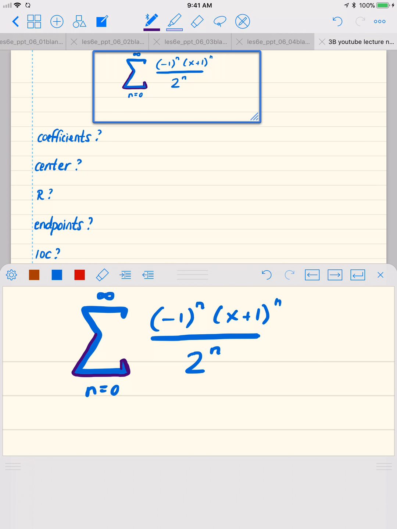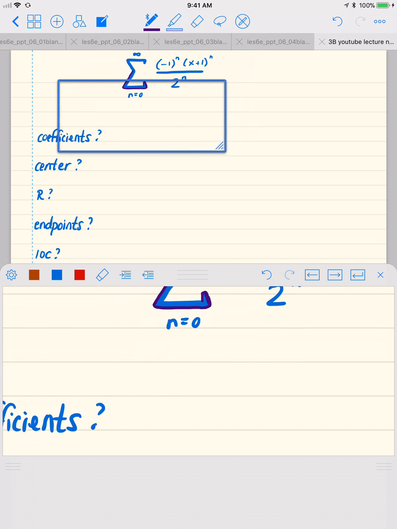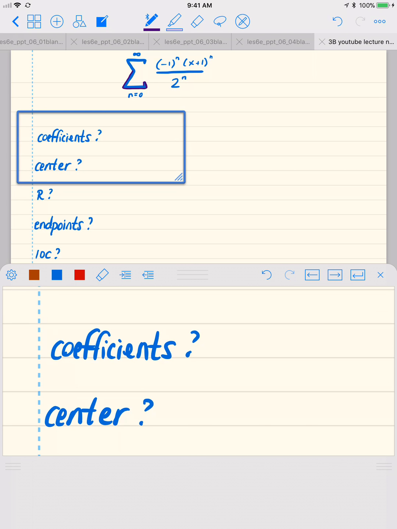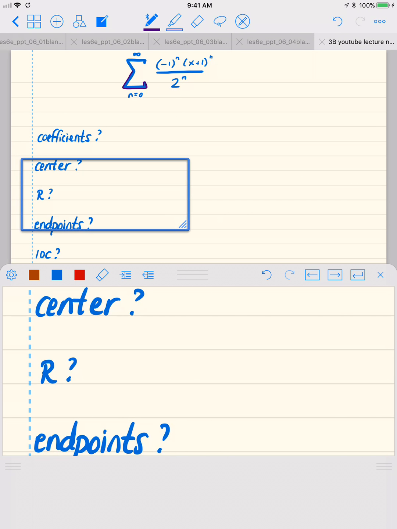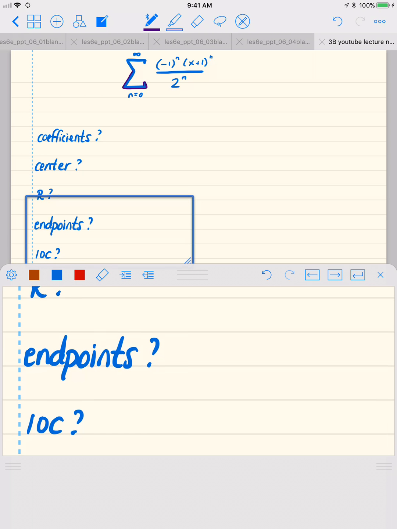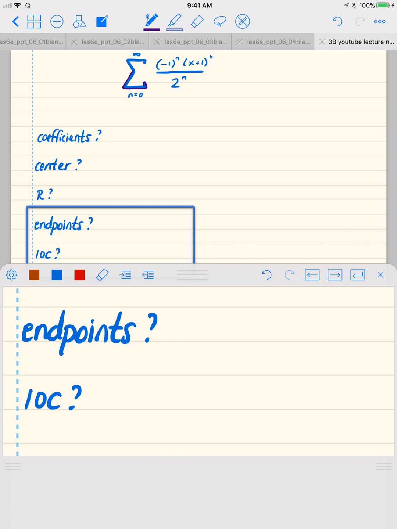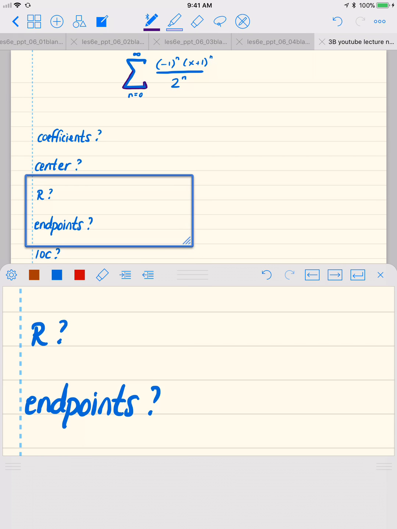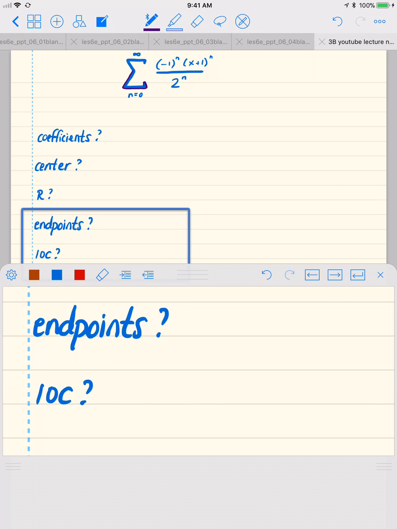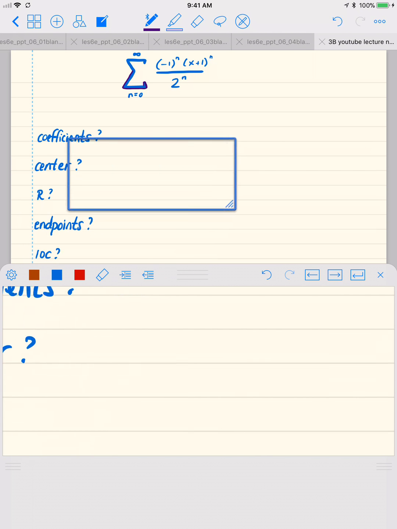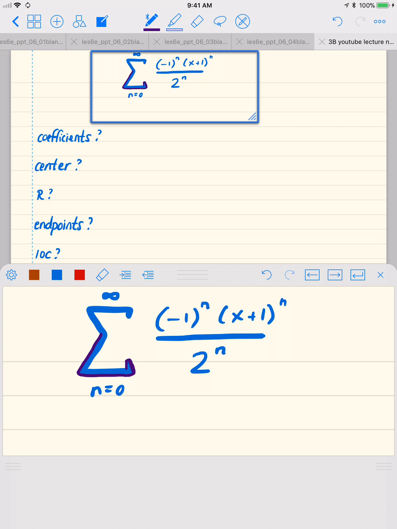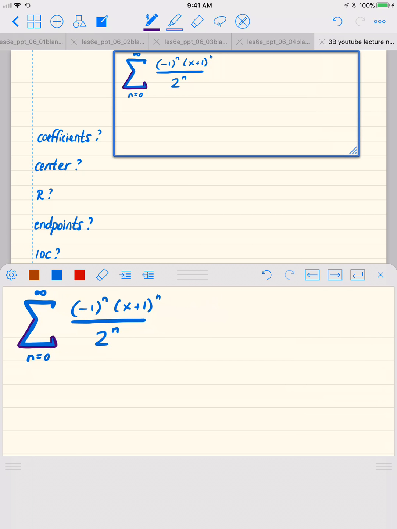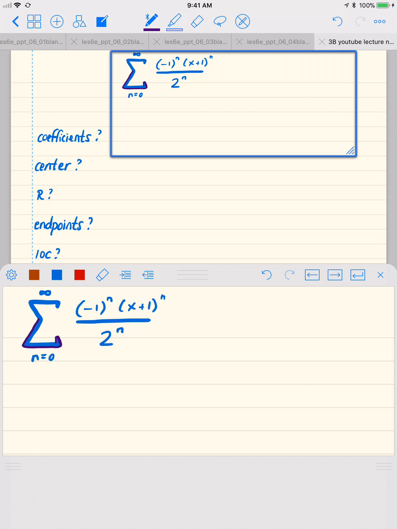Okay, so we've got this power series, and we want to do the following things. We want to figure out the coefficients, the center, the radius of convergence, the endpoints, possibly, and then if we put the radius of convergence and the endpoints together, that'll give us the interval of convergence. Okay, so first, in order to get a little bit of idea of what we're working with here, I'm just going to write out a few of the terms of this power series.